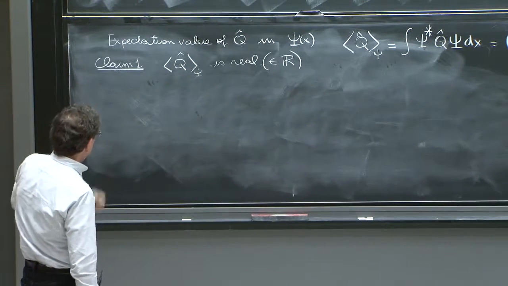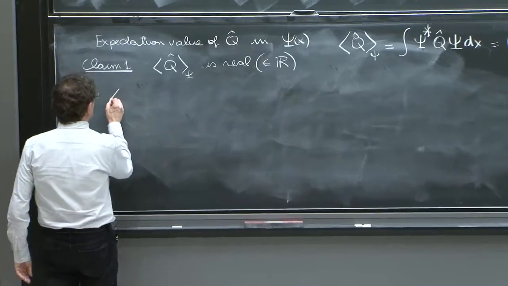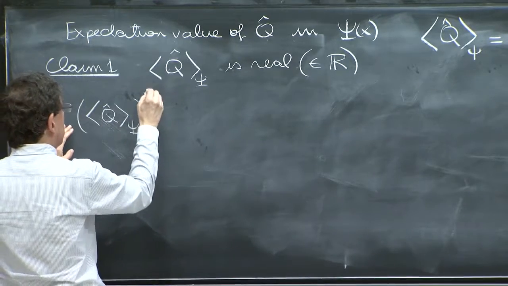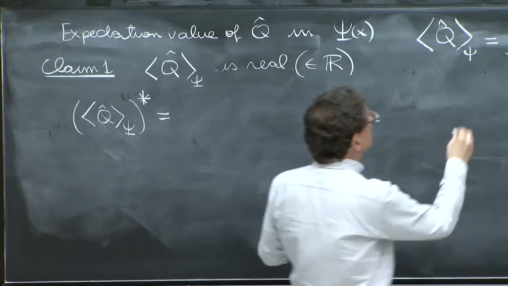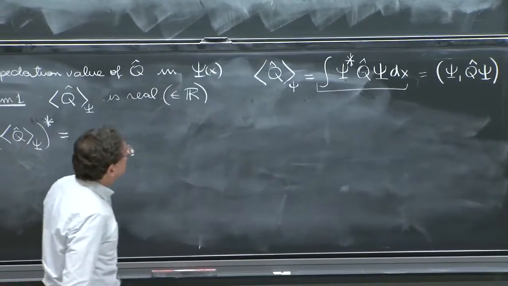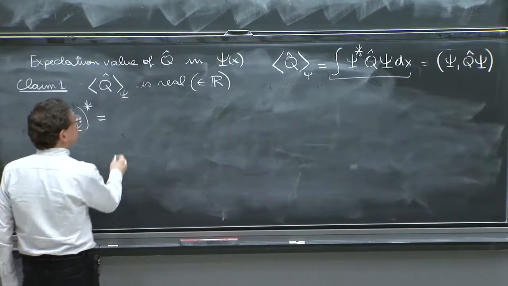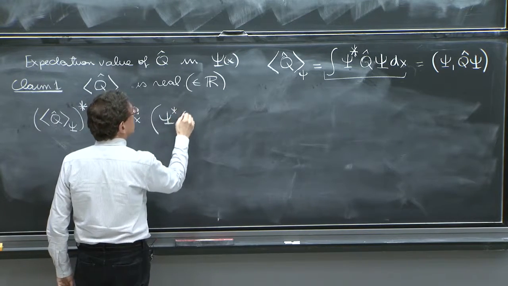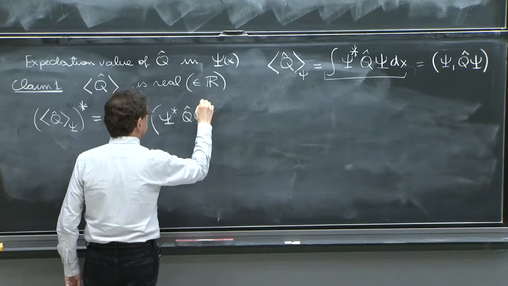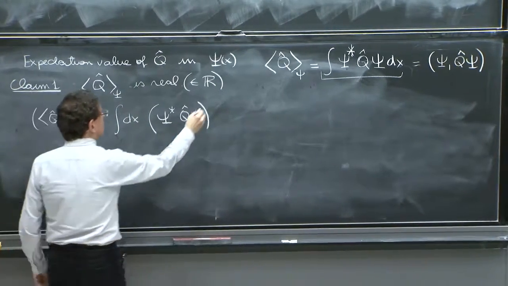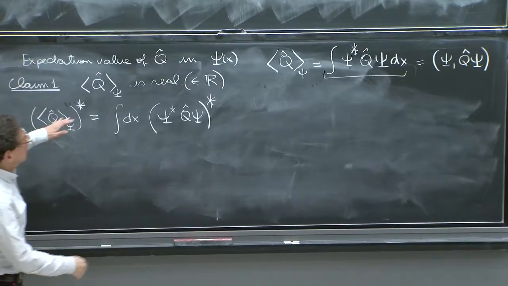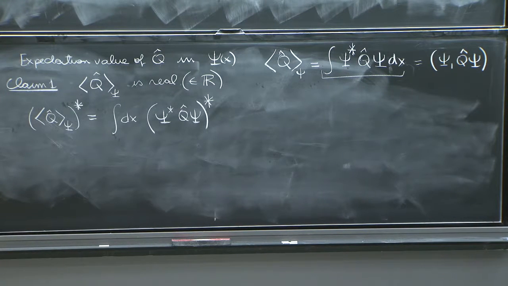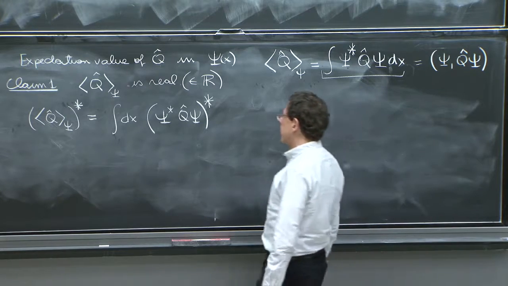So let's see what this is. Well, q psi, that's the expectation value. If I complex conjugate it, I must complex conjugate this whole thing. Now, if you want to complex conjugate an integral, you can complex conjugate the integrand. Here it is. I took this right-hand side here, the integrand, I copied it, and now I complex conjugate it. That's what you mean by complex conjugating an integral.